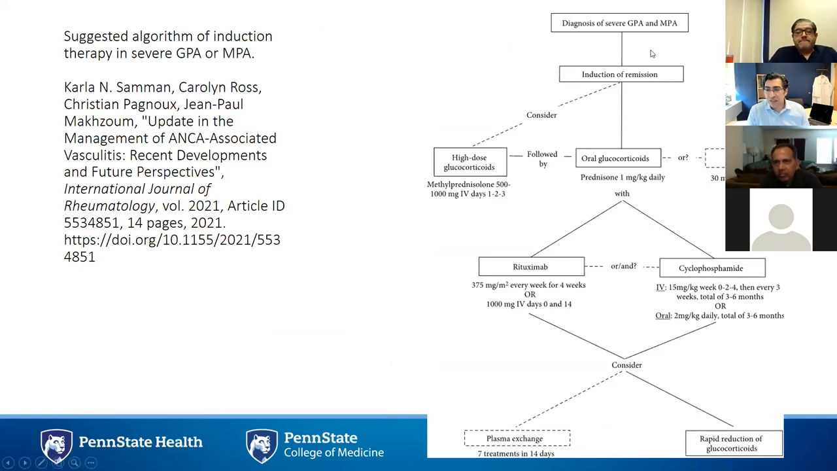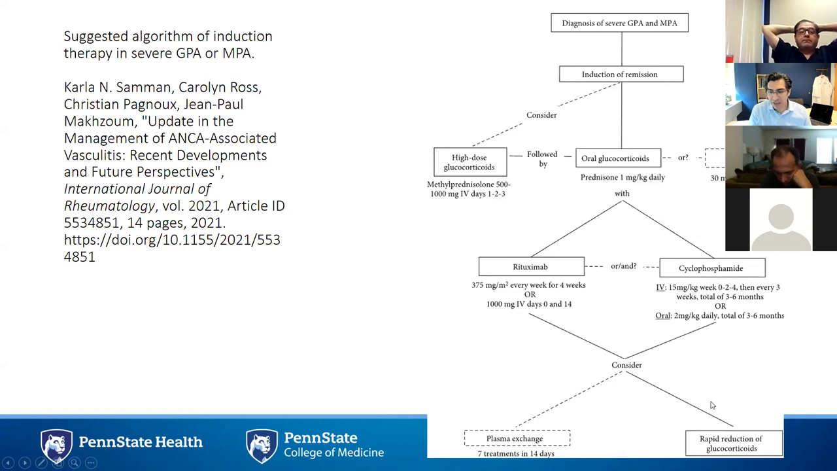If there's a diagnosis of severe GPA or MPA, for induction of remission you consider high-dose glucocorticoids, the IV pulse, followed by oral glucocorticoids, or I think they want to use avacopan as the steroid-sparing regimen with either rituximab and/or cyclophosphamide. And I think the regimens are listed. And I think they still consider plasma exchanges, 7 treatments in 14 days. And I'm sure there are some criteria listed.